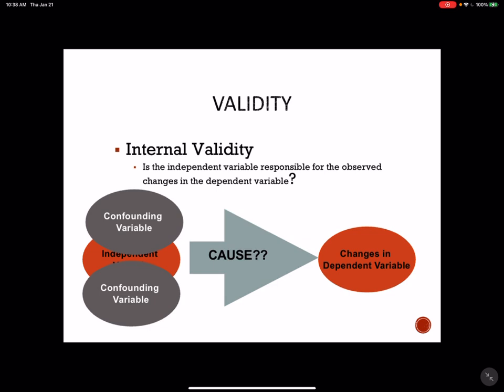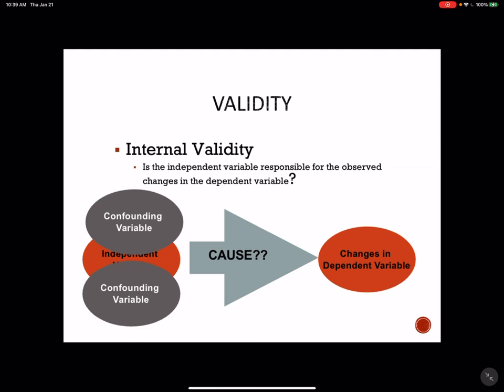So we want to make sure that the independent variable causes changes in the dependent variable. And the degree to which we can be sure of that is called internal validity. So I like to think of that as the tightness of our study, the efficiency of our study. We want to make sure that we've thought of everything else that could possibly get in the way of our thinking that the independent variable causes changes in the dependent variable. So the extent to which everything is controlled, that's called internal validity.